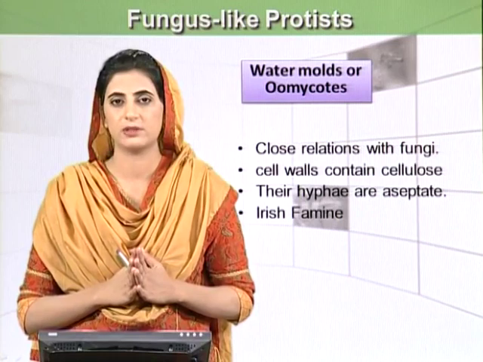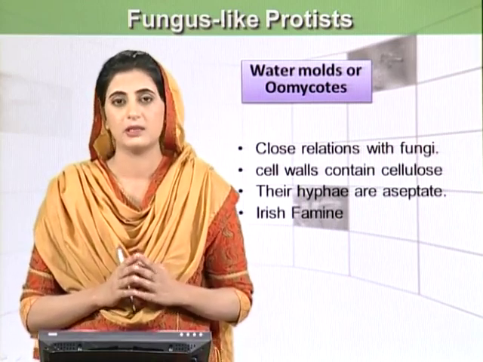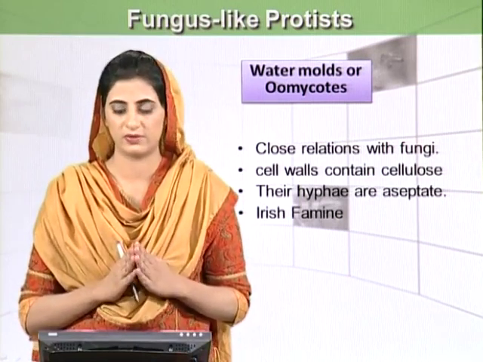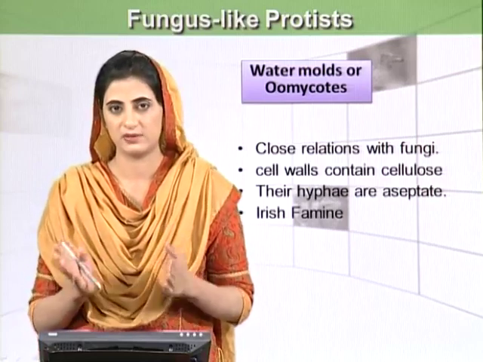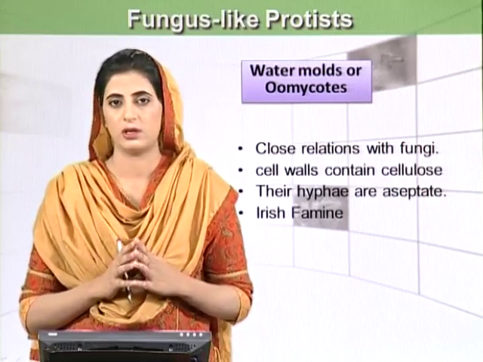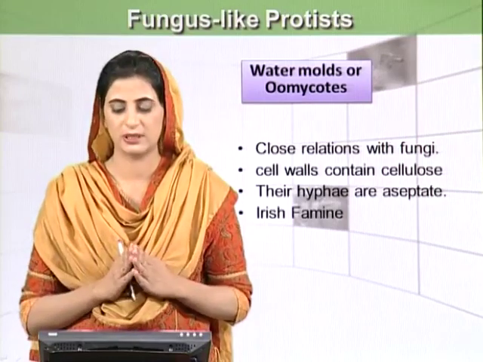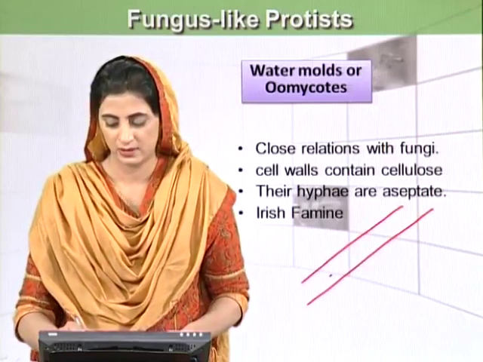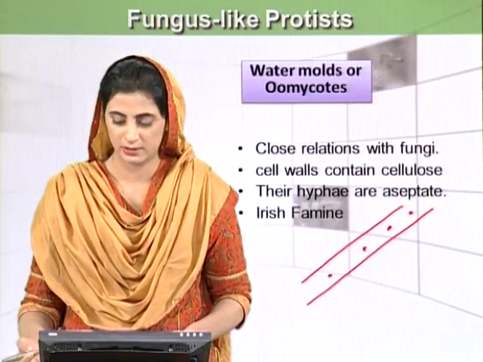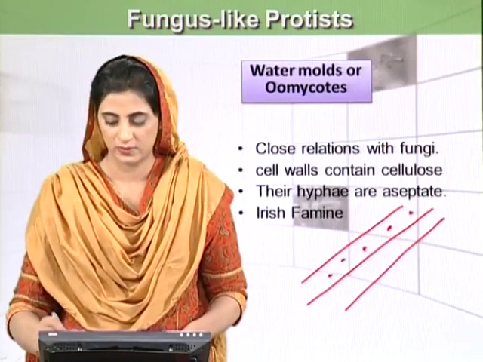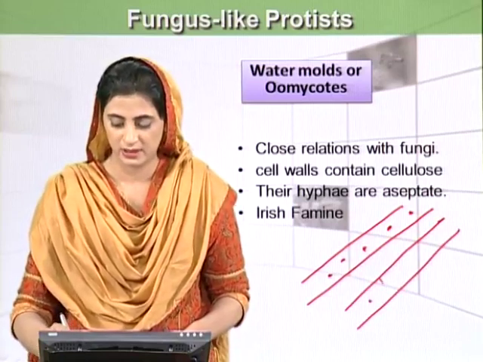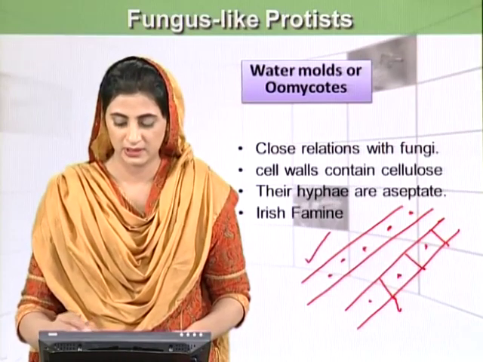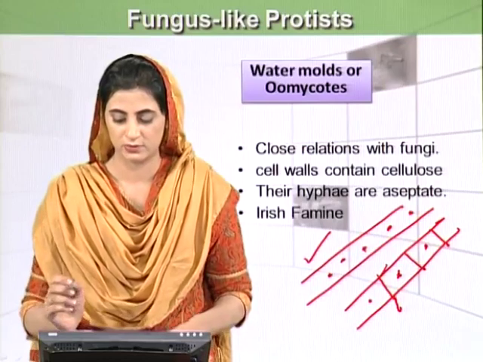Then we have another category, which is called water molds or oomycetes. They show close relations with the fungi because of their structure, but they have dissimilarities with the fungi too, as their cell wall is made up of cellulose. In addition, their hyphae are aseptate, meaning that in the hyphae their nuclei are spread like this, while in other fungi they have septate hyphae like this, meaning they have cross walls, but in oomycetes or water molds they don't have these cross walls.